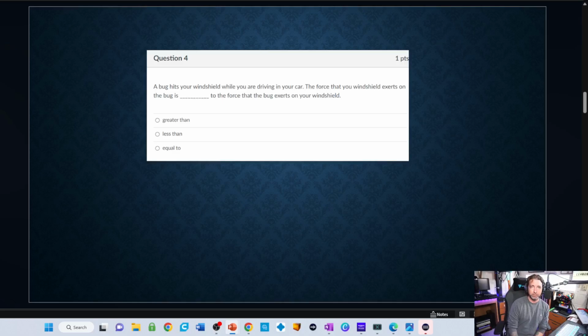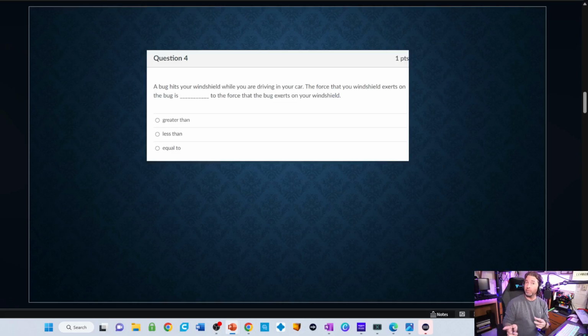Well, we just kind of talked about this. So this is Newton's third law. The bug hitting your windshield: the force that the bug exerts on your windshield is the same force that your windshield exerts on the bug. Now, I know what you say, well, but Mr. Lehman, the bug goes splat on the windshield. Well, the forces are the same.